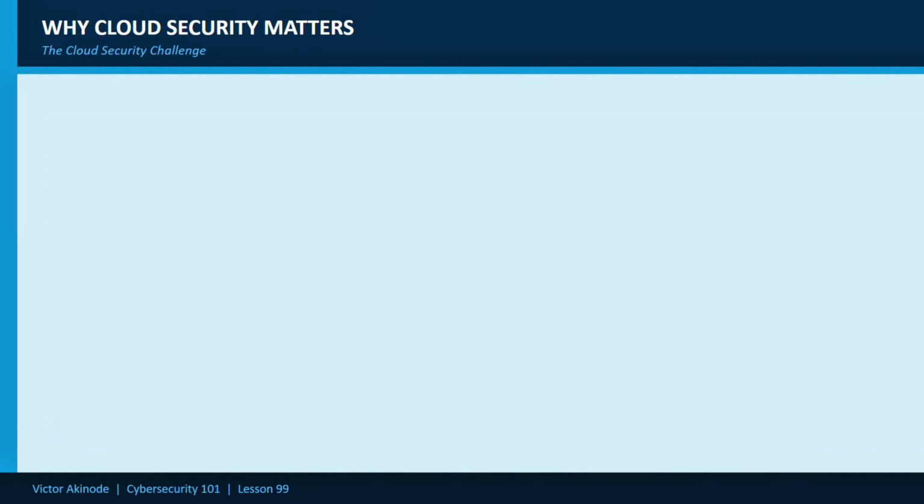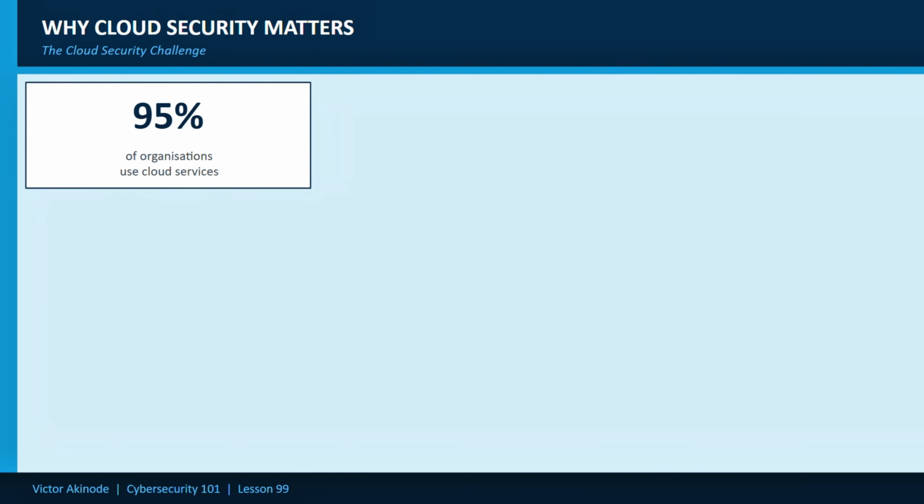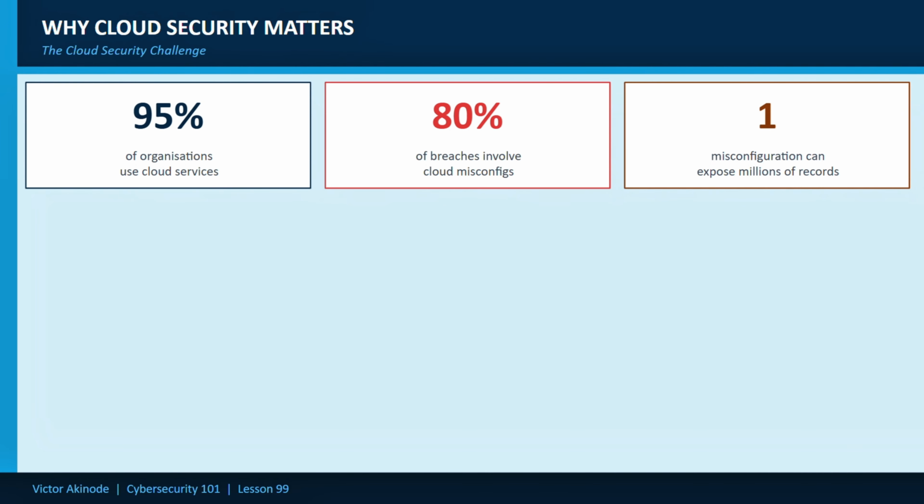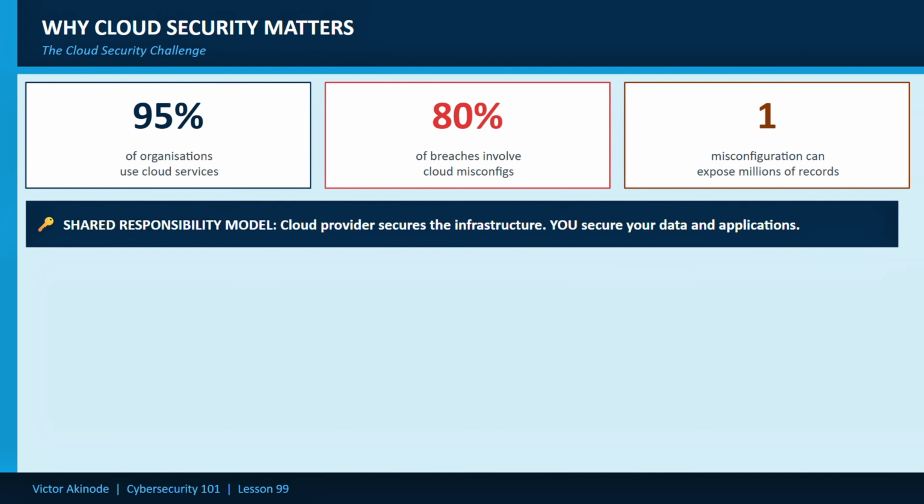Now let's dive in. Why does cloud security matter? Cloud security is critical because 95% of organizations use cloud services such as AWS, Azure, and Google Cloud Platform. Also, 80% of data breaches involve cloud misconfigurations, not sophisticated hacks. But here is the problem. One misconfiguration can expose millions of records. And because of all this, we employ the shared responsibility model, which means that cloud providers will secure infrastructure and you and me will secure our data and applications.